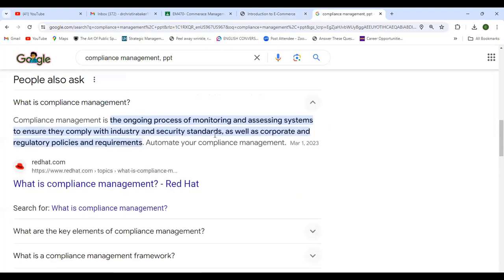So what is compliance management? According to Google, compliance management is an ongoing process of monitoring and assessing systems to ensure they comply with industry and security standards, as well as corporate and regulatory policies and requirements. You want to automate your compliance management.